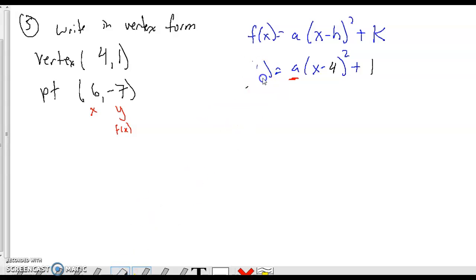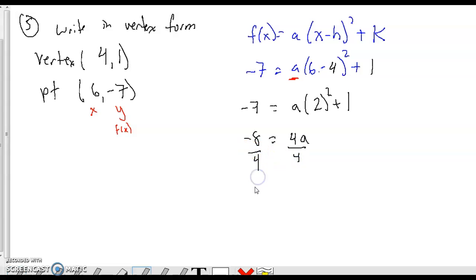So I'm going to take away f(x) and plug in -7. Then I'm going to take away the x, and plug in 6. So now what do I know? I just need to figure out what my a value is. So I have -7 is equal to a(2)^2 + 1. I'm going to subtract the 1 to the other side. So -8 is equal to 2 squared times a. So this would be 4a. Divide by 4. a is equal to -2.